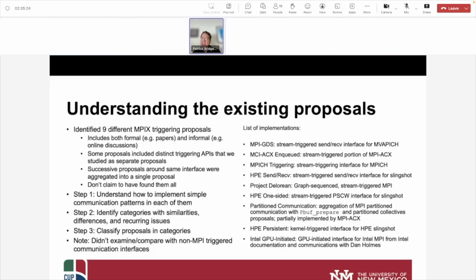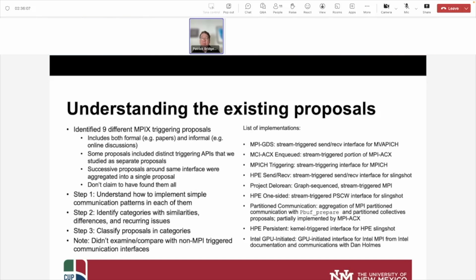Some proposals around the same interface we aggregated into a single proposal. So with partitioning, there's been work on the traditional partitioning that Ryan talked about that's in MPI 4. There have been proposals for MPI Pbuf_prepare. There have been partitioned collective proposals. We tried to sort of collect those to say, here are, at least as of when our paper was written, the 9 proposals we could identify for what people think we should do for MPI+X. So we wanted to understand what those things were, how to implement simple communication patterns in each of them, and then from there start trying to identify similarities and differences that are recurring issues.